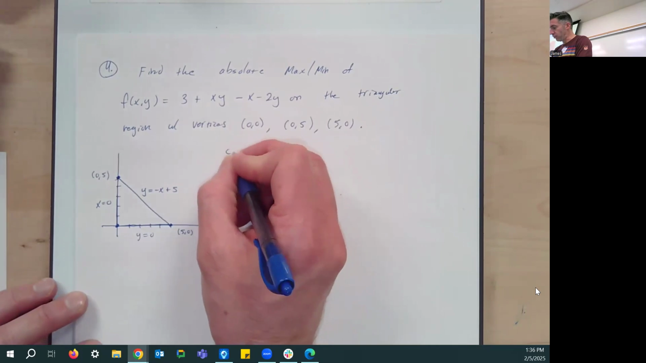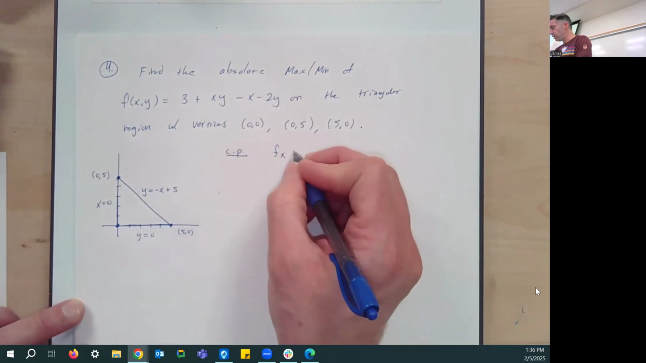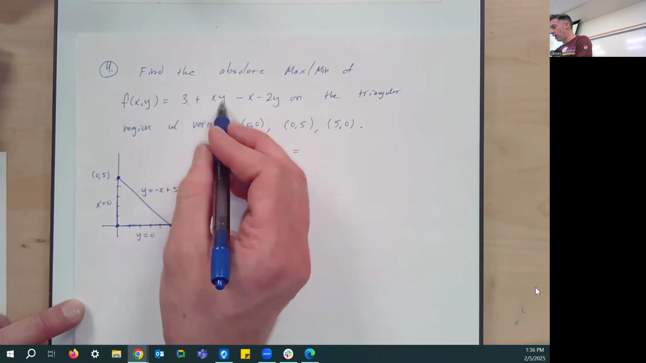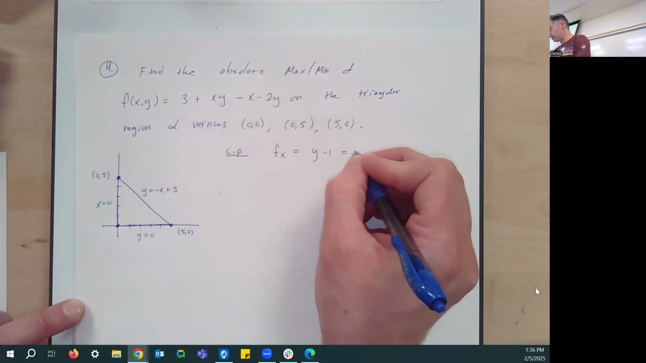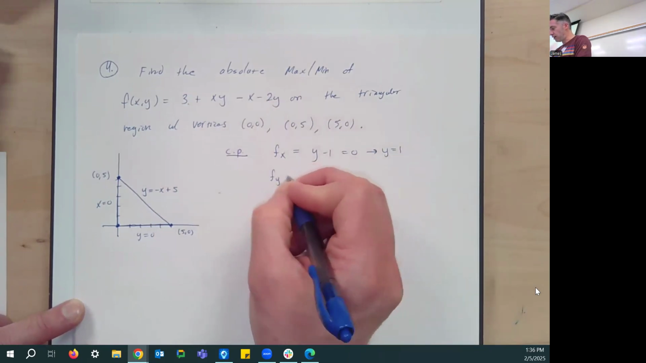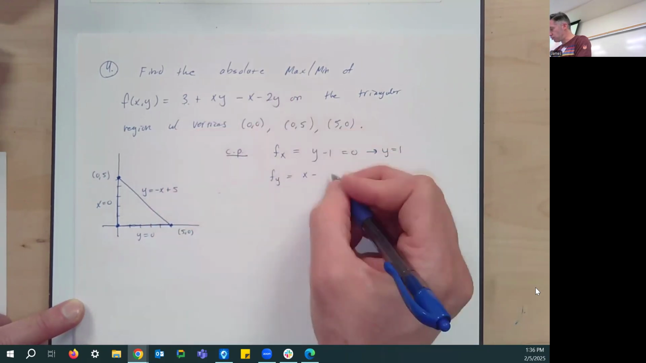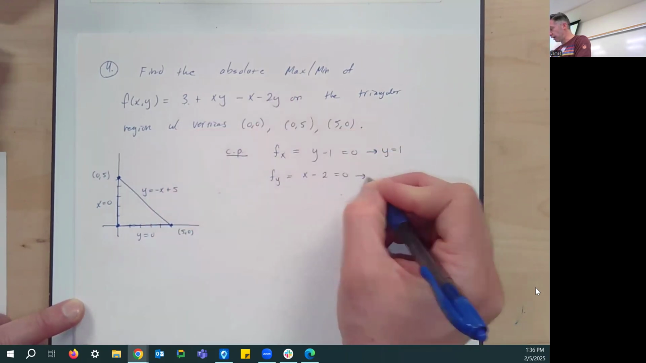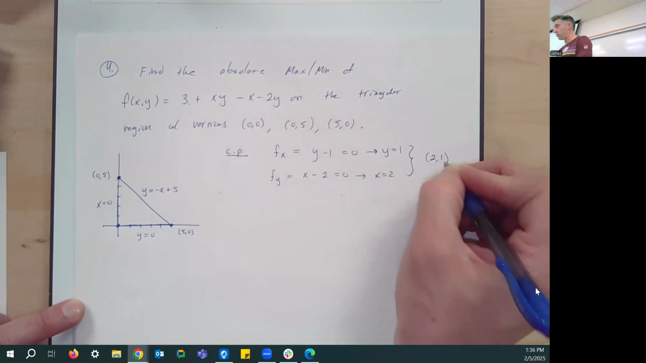So regular critical points: take each of the partial derivatives, set them equal to 0. The partial with respect to x is going to be y minus 1 equal to 0. That's easy enough. You get y equal to 1. And f_y, the partial derivative, is going to be x minus 2 equal to 0. So we're going to get x equal to 2. Well, that's easy peasy. We get a critical point of (2, 1).